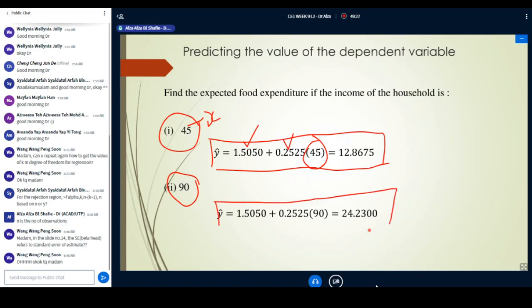Now when my X is equal to 90, if I plug in this value, I am going to get a value of 24.23. But I cannot use this. This is not right. I cannot use this model to predict when my x is equal to 90. This model is only valid for 45, but not when my x is equal to 90. Why is it that I cannot use this model to predict for 90?